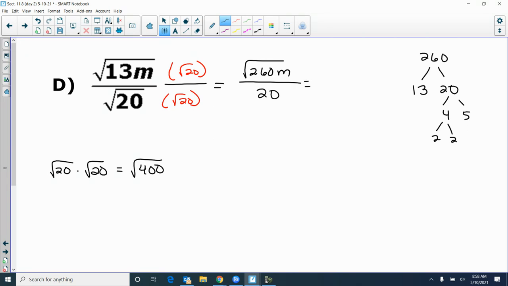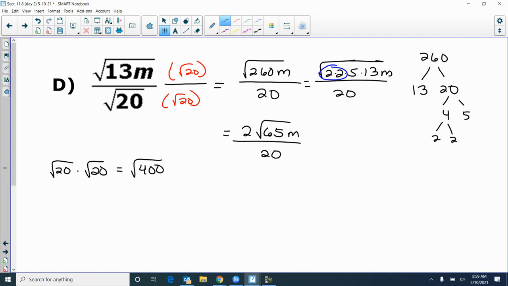All right, now 260 is 2 times 2 times 5 times 13. There's an M in there, and then there's a 20. I got a pair of 2s. You got to take that 2 out, multiply 5 times 13. And so I get 2 square root of 65m over 20. All right, name it that.